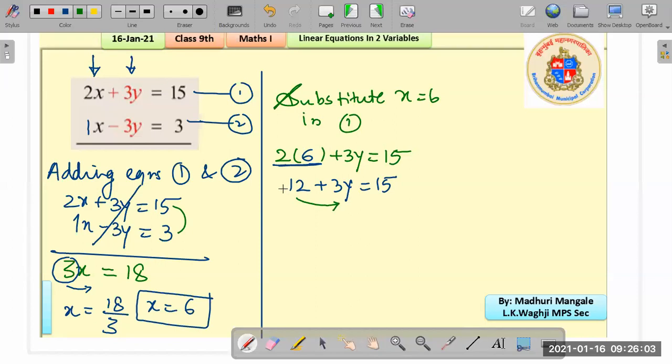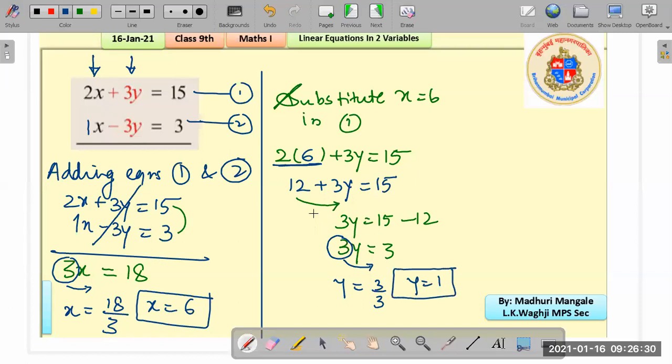So 12 is in addition, it moves to the other side, that will become subtraction. 3y equals 15 minus 12. So it will be 3y equals 3. And next step, we get rid of this 3. 3 is in multiplication, so it moves to that side, it's division. y equals 3 upon 3, which is y equals 1. That's the solution. And final step, we just write out the solution.